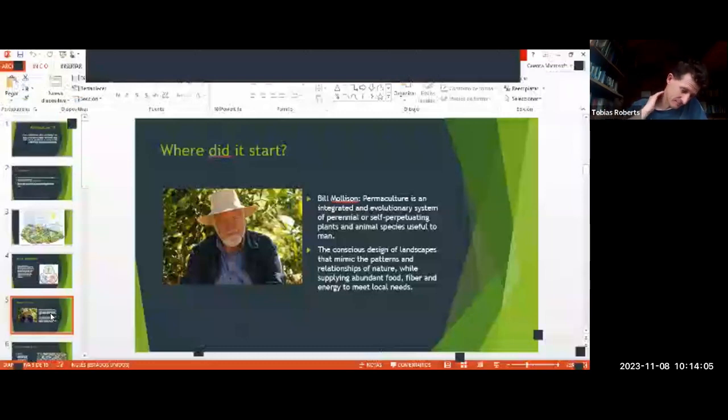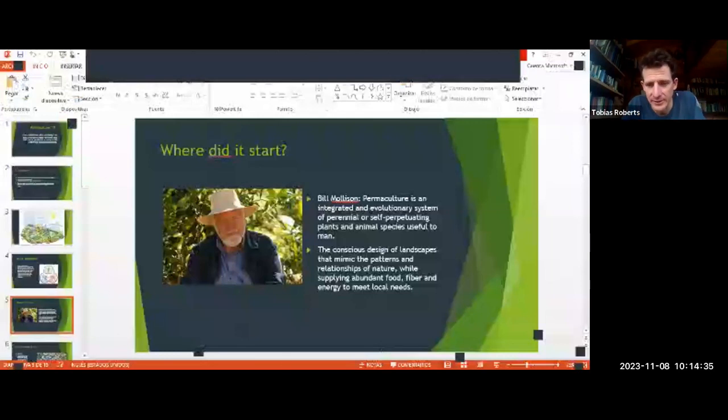Like I said, it's a massive book filled with an enormous amount of wisdom and knowledge. But here are two quotes. It said, permaculture is an integrated and evolutionary system of perennial or self-perpetuating plants and animal species that are useful to humans. The conscious permaculture is also the conscious design of landscapes that mimic the patterns and the relationships of nature, while supplying abundant food, fiber, and energy to meet local needs.